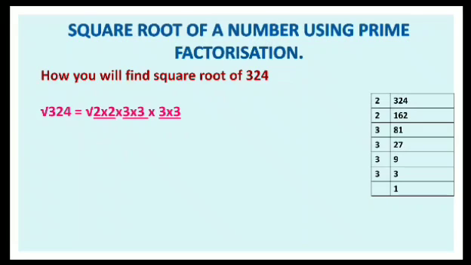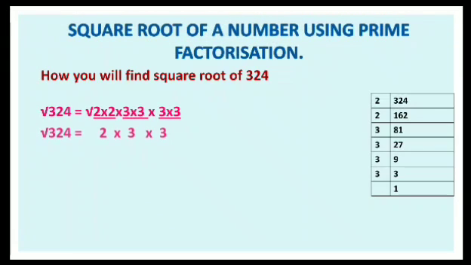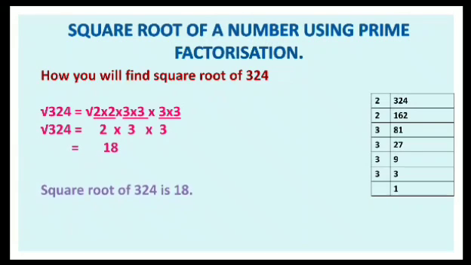Again, we will pick one number from each pair and multiply them. That means it's equal to 2 multiplied by 3 multiplied by 3, that is equal to 18. Therefore, the square root of 324 is 18.